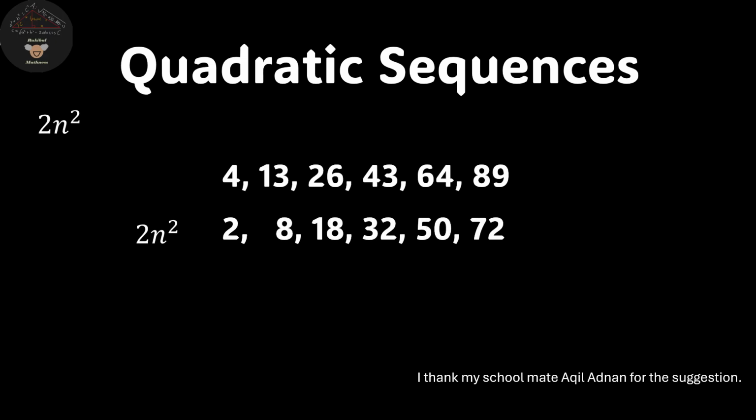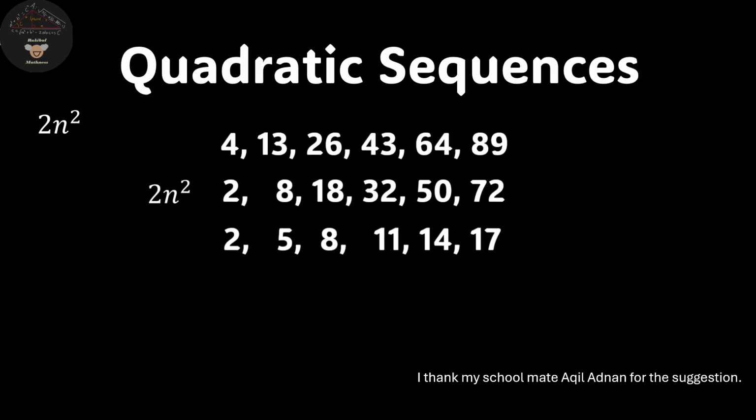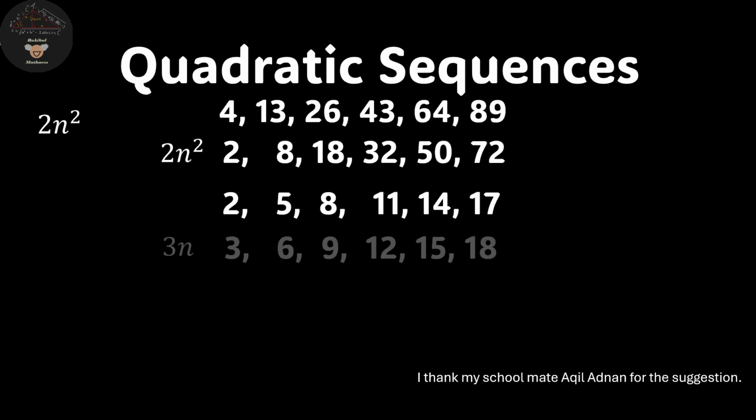But as we know, 2n squared is 2, 8, 18, 32, 50, and 72. So why don't we just subtract it to get what we have left? We have 2, 5, 8, 11, 14, and 17. But we have our own linear sequence here. Plus 3, plus 3, plus 3, plus 3, plus 3. Remember, that goes in front of n. So that's 3n. But we know 3n is 3, 6, 9, 12, 15, and 18.